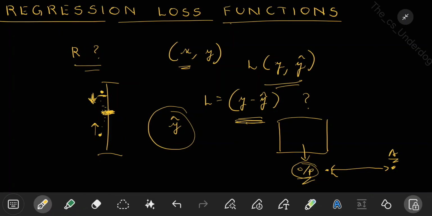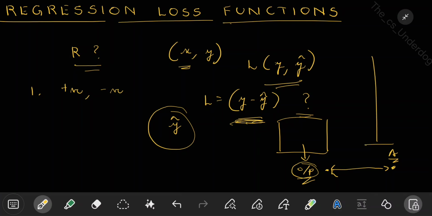Then why is this not done, and why are we having special loss functions for regression tasks? This is what we have to understand first. There are a few things you have to keep in mind about why it is not simply y minus y cap. First thing is, when you're having errors, there may be positive errors and negative errors.